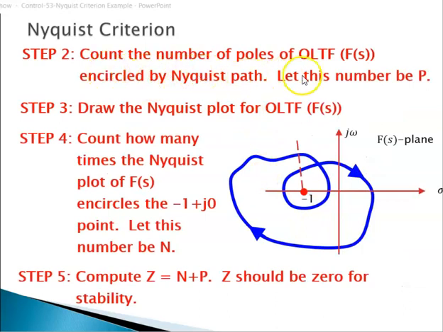Then step 2 would be to count the number of poles lying in this path. You count the number of poles that are lying in the Nyquist path. Let this number be p.